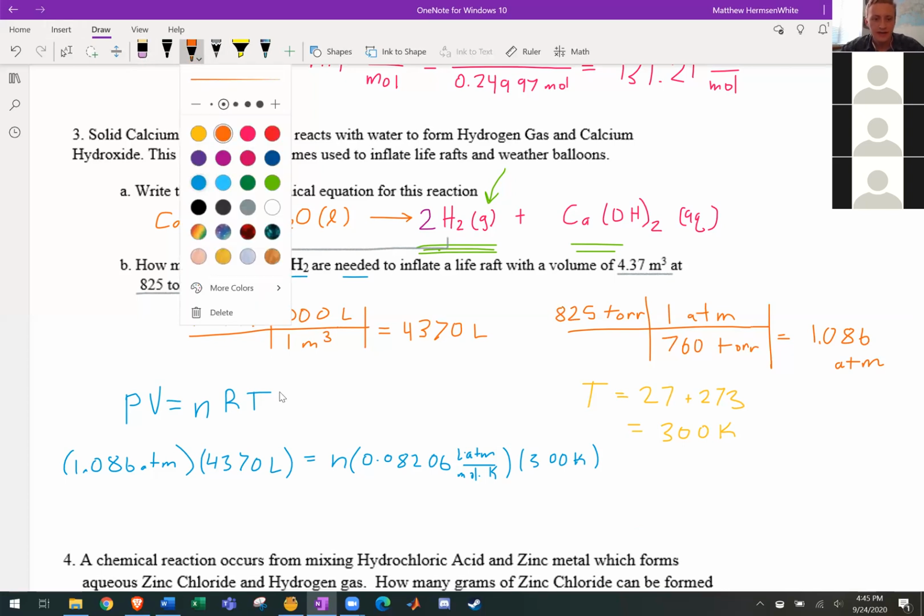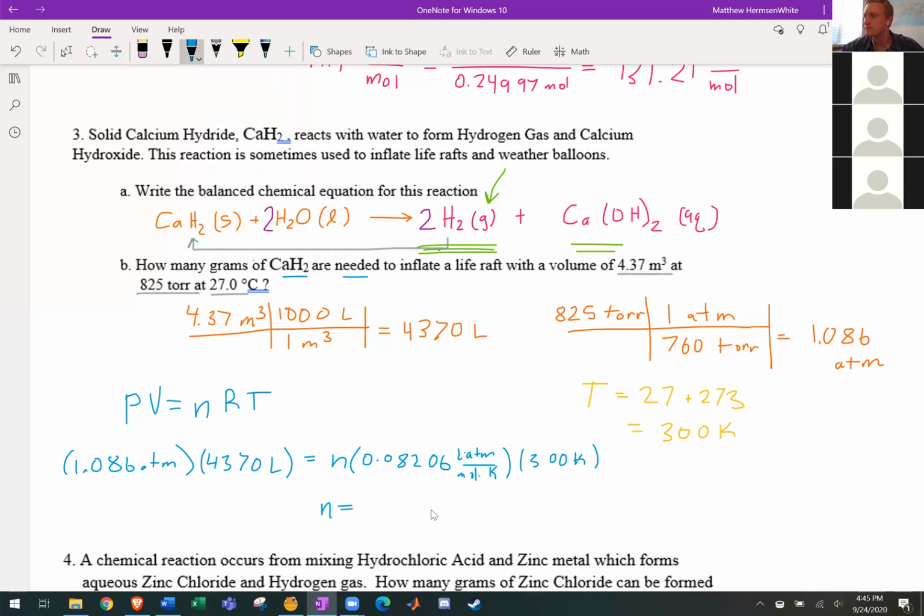So solving for n, I got 192.78 moles of gas. Now, in this case, what is it moles of? Well, it's going to be moles of hydrogen. Why is it moles of hydrogen? Because in our balanced equation, the one that is the gas is the hydrogen. So it's not going to be CaOH2 because that one's aqueous. So all of this volume, this 4,300 liters of volume, is going to be all made up, or almost all made up, of the hydrogen.